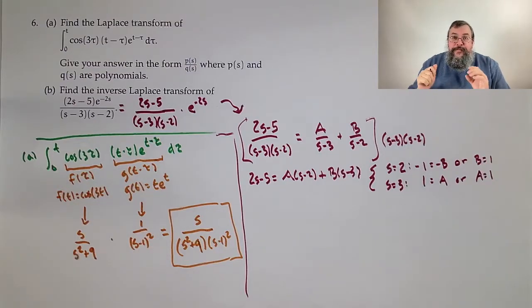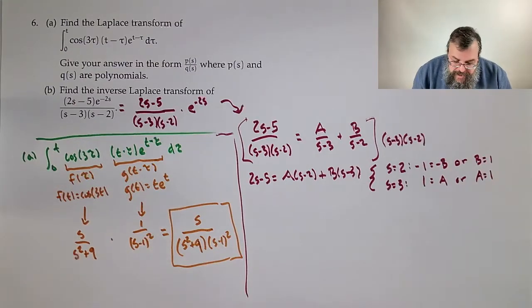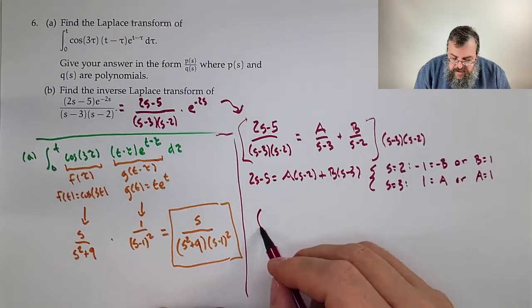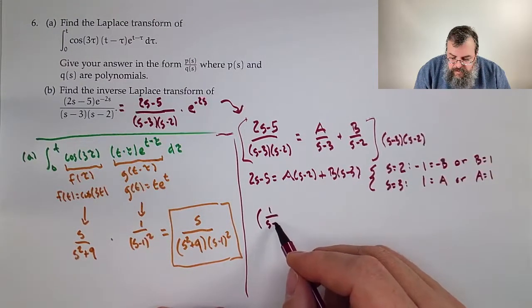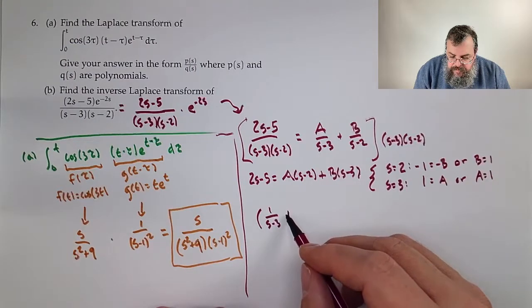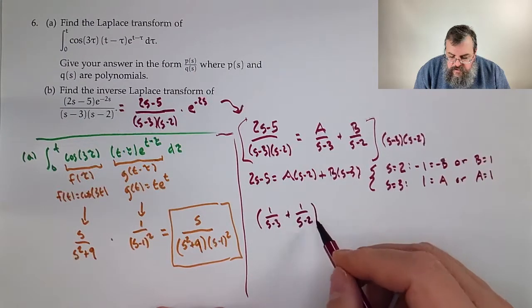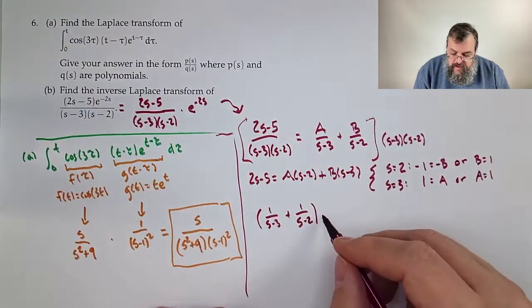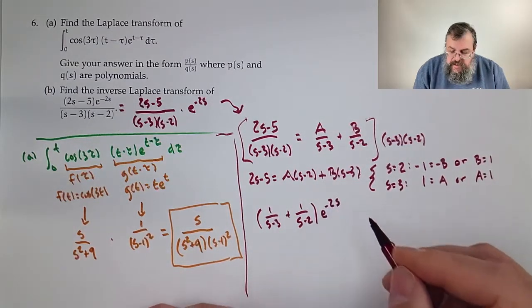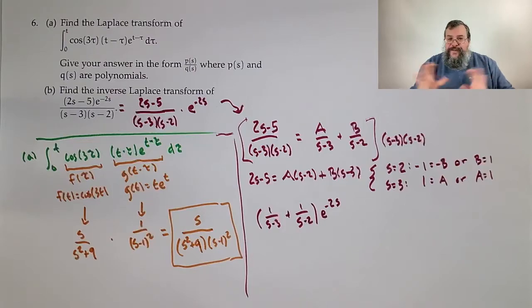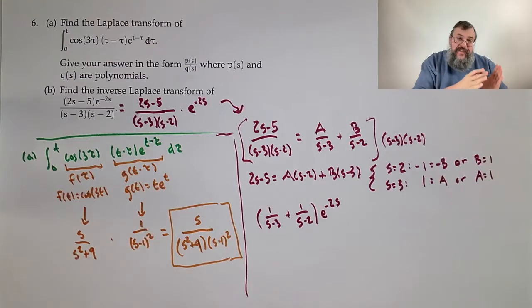All right. So what do we have? Well, what we have then is that our original expression really looks like 1 over s minus 3 plus 1 over s minus 2. And don't forget there was this e to the minus 2s. The e to the minus 2s is not involved in partial fractions. That's moved to the side, and we pull it back when we need it.